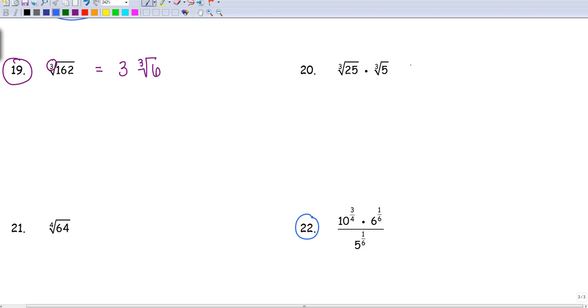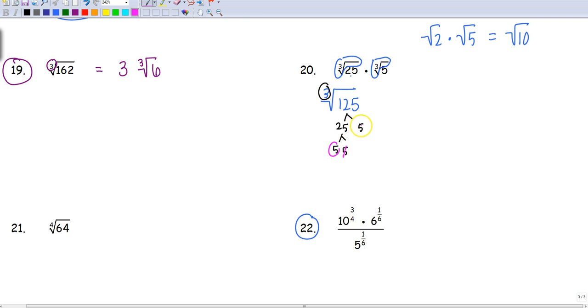Number 20, this one is actually pretty easy. Whenever you have two of the same type of roots, you can just multiply them together. Like if you had root 2 times root 5, both are square roots, you would multiply them and get root 10. So both of these are cube roots, so we're just going to multiply them. 25 times 5 is 125. Cubed root of 125, and now we'll do a factor tree. And we are looking for groups of 3. 1, 2, 3. Nothing's left over. 5 is your answer.